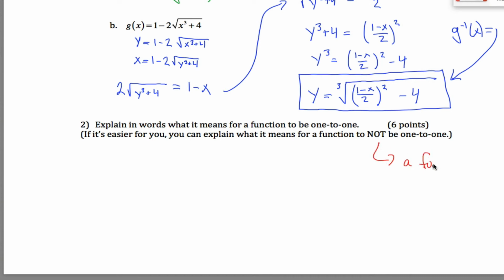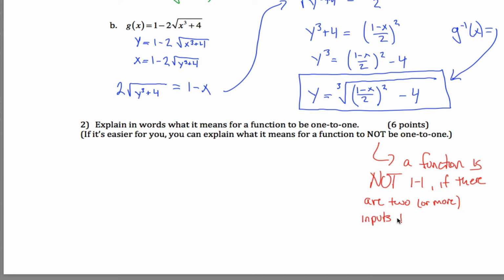A function is not one-to-one if there are two or more inputs that correspond with the same output. Output, spelling is hard. There you go.